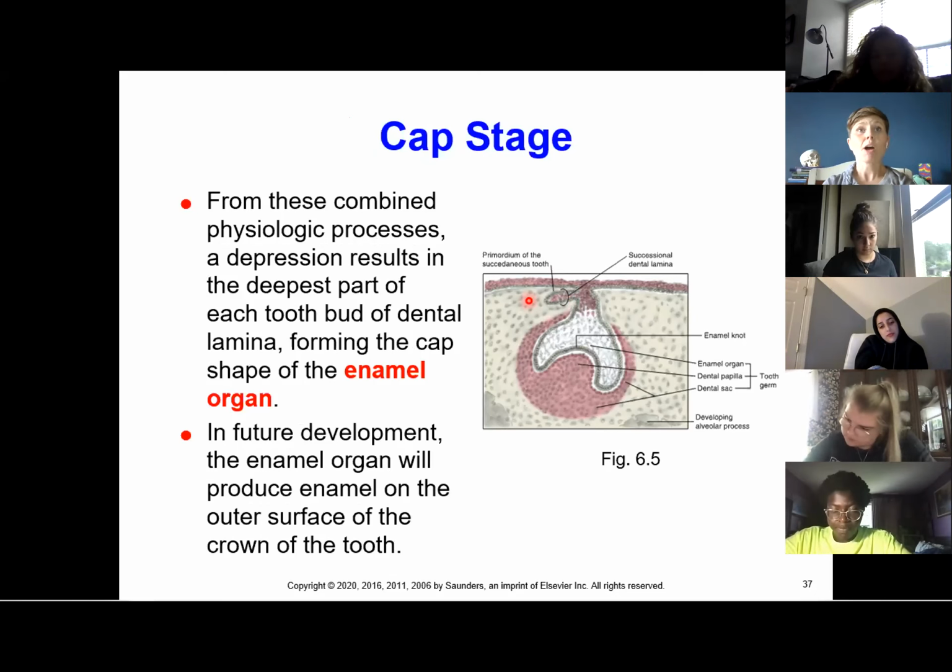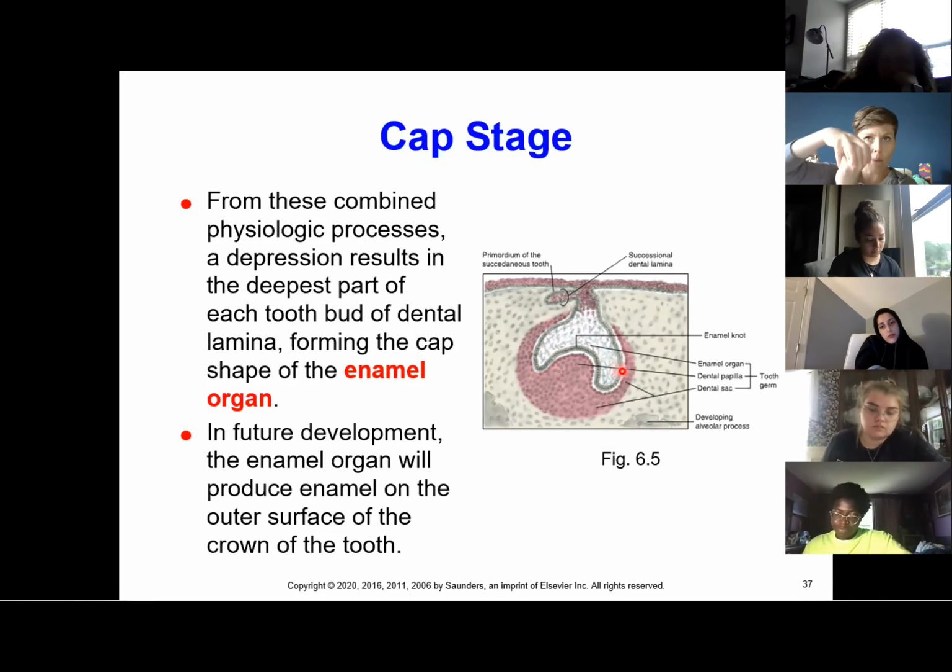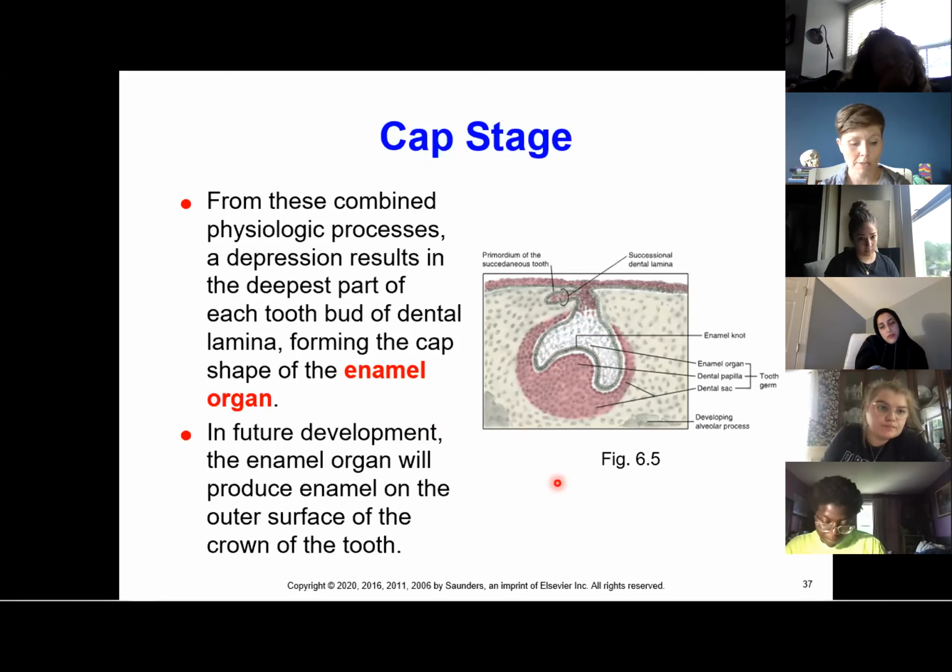Okay, all right. From these combined physiological processes, the depression results in the deepest part of each tooth bud of the dental lamina, forming the cap shape of the enamel organ. So here's that enamel organ, this white part here, right? And it's got that cap shape where it's fitted on top, you can kind of see that. In the future development, the enamel organ will produce enamel on the outer surface of the crown of the tooth.